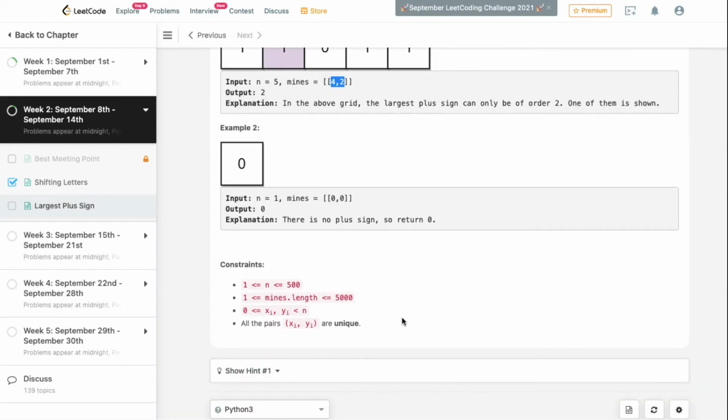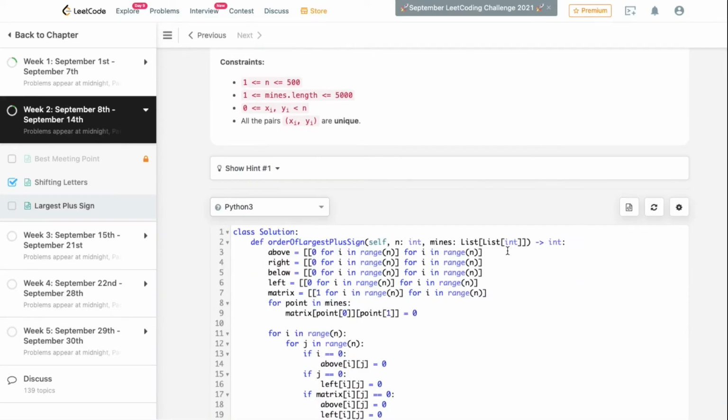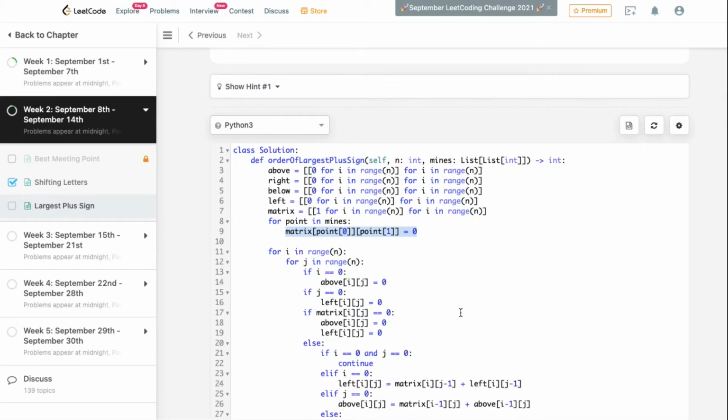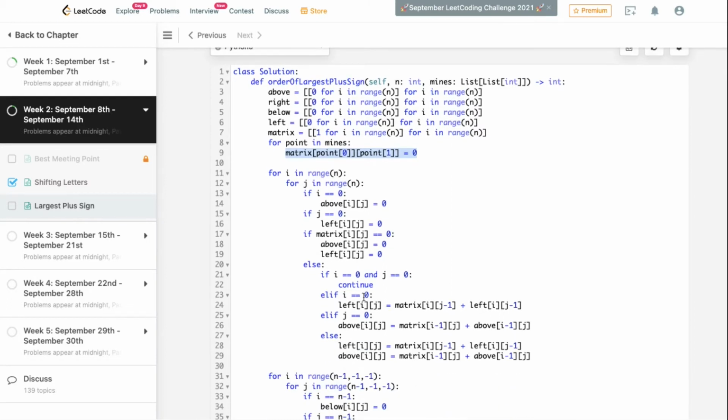I've already written up the code because it's a lengthy code. I've created 4 arrays, above, right, below, and left, and our matrix itself. Initially it would be initialized with 1 itself, and then wherever the mines are, we make sure that those points are converted to 0. After that, we are filling up above and left because those can be filled up together.